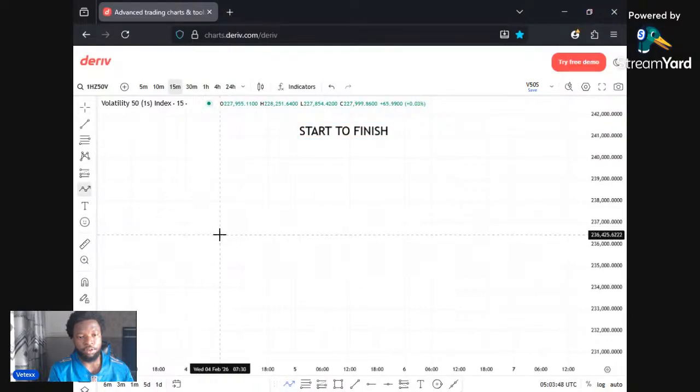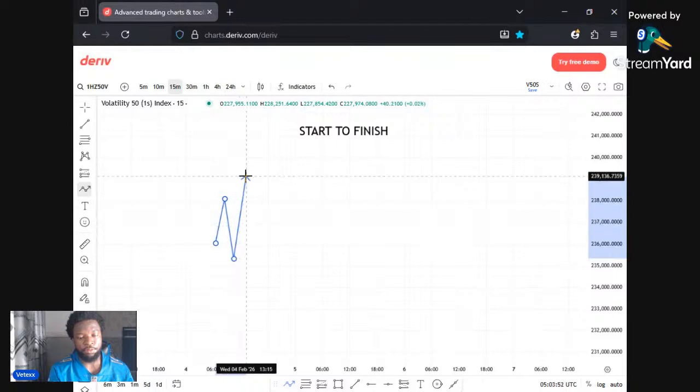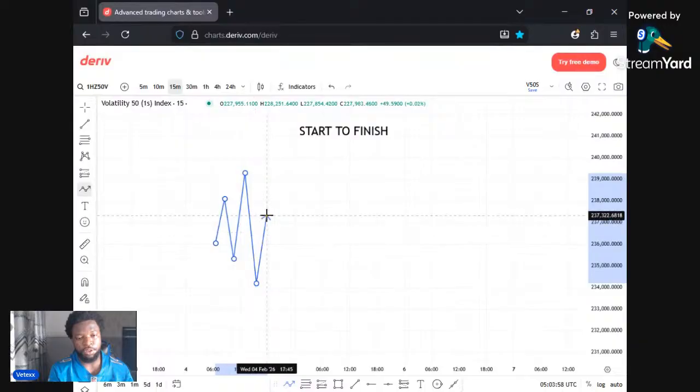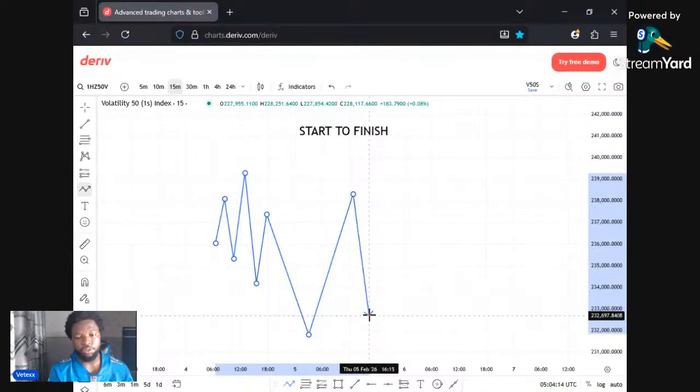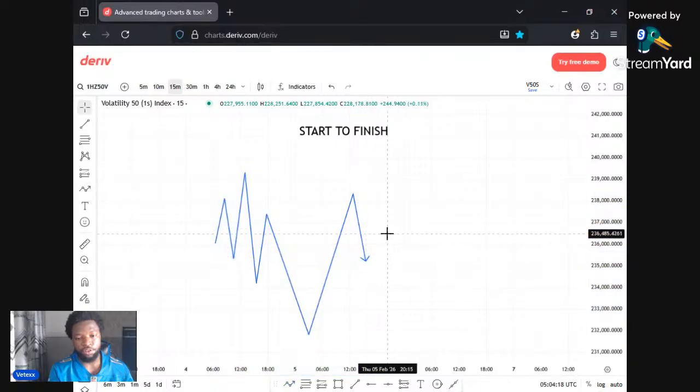Okay, we have price giving us a sweep of liquidity, a protected high, price retraces to take out this structure, gives us our first break of structure, 50% retracement, then takes out this protected low to give us our second break of structure, and then price comes into this zone to now sell in the opposite direction. Okay, so let me just sell this and then stop here.